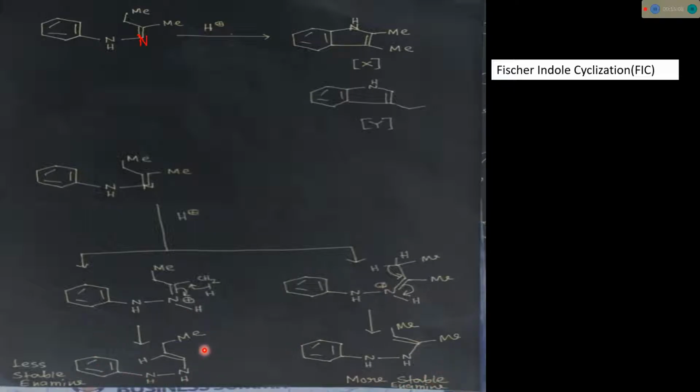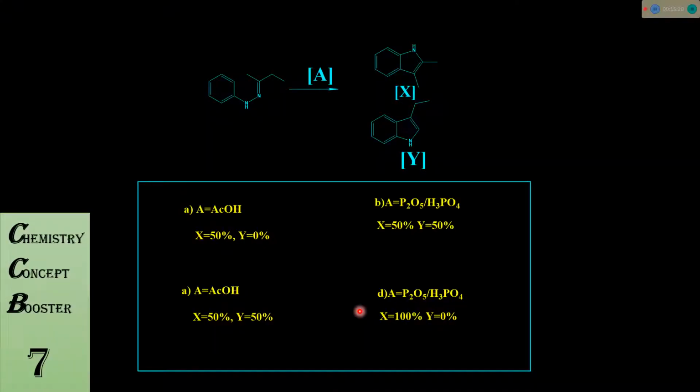Acetic acid prefers to follow the reaction via this path only, not via the less stable enehydrazine intermediate. So if we use acetic acid as a source of H+, then we will get X indole as the major product. Means we will get X 100%, Y 0%.